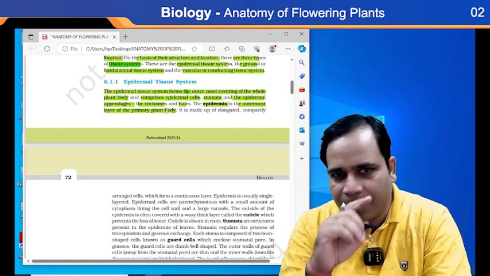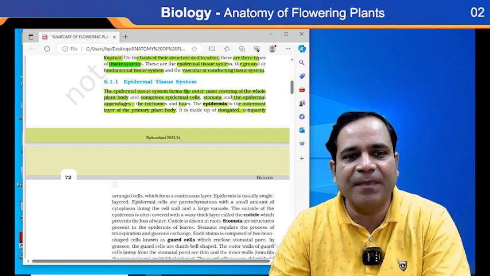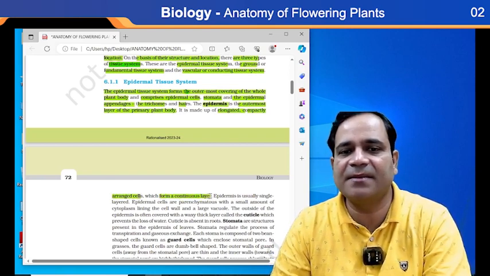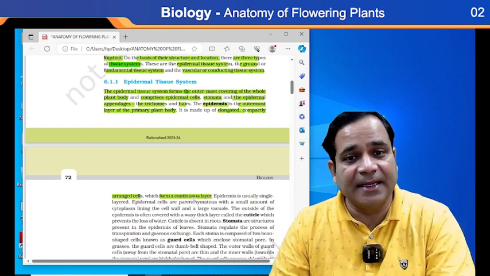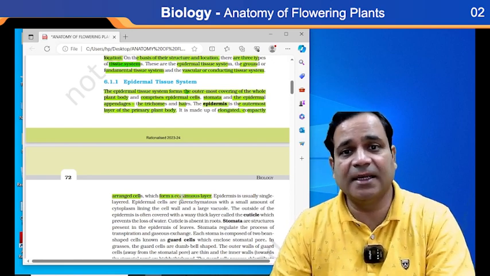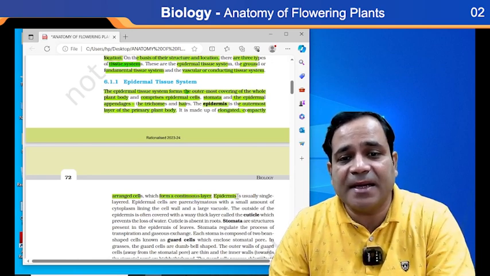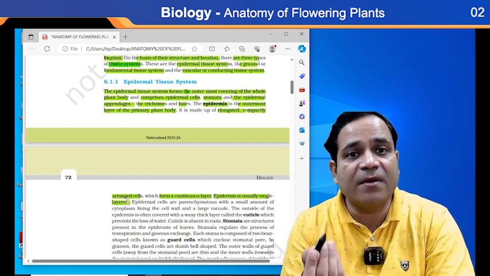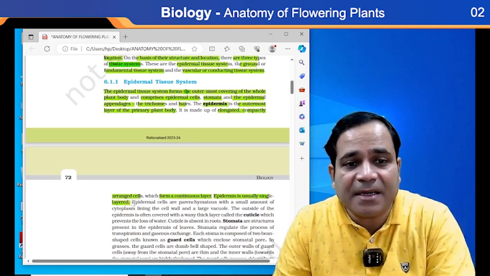So what is it made up of? It is made up of elongated, compactly arranged cells which form a continuous layer. Continuous layer, see what I'm saying. So epidermis is usually a single layer. If anybody asks you what type of epidermis, it is just a single layer tissue. So the epidermal cells are parenchymatous.